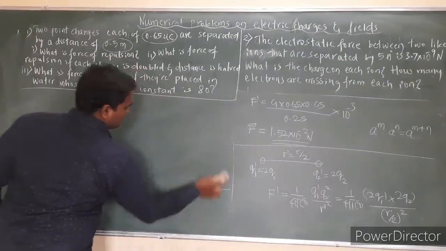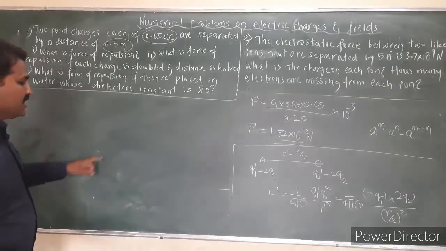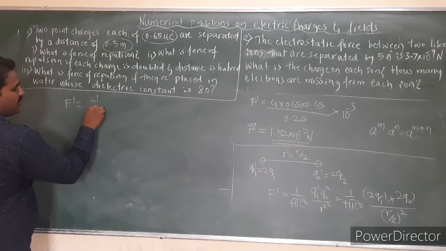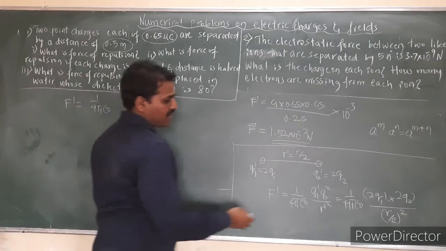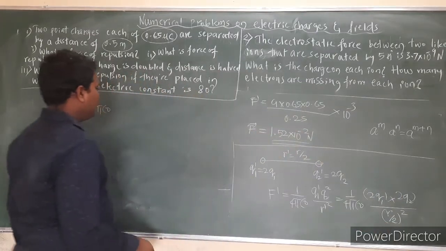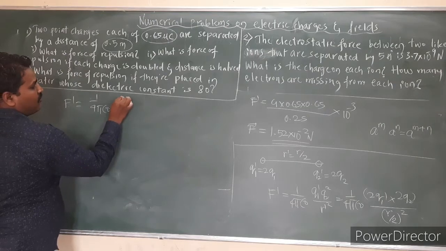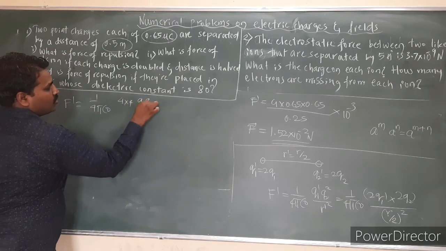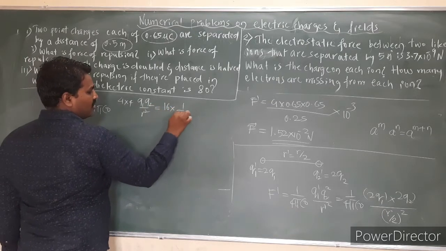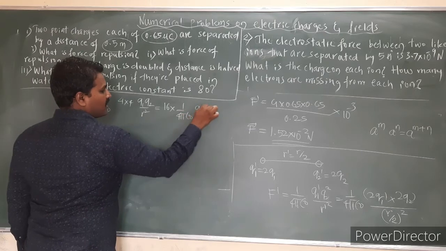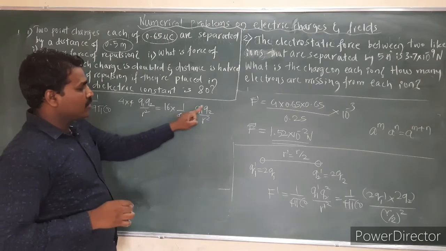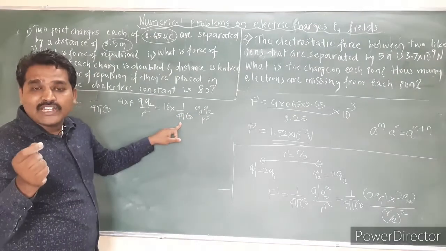Then simplify this, what you get? F dash is equal to 1 divided by 4 pi epsilon naught. Here I have 2 into 2, 4. So this denominator of the denominator comes to the numerator. So here in the numerator I will have 4 into 4 Q1 Q2 divided by R square. So in total I will have 16 times 1 by 4 pi epsilon naught Q1 Q2 divided by R square. And look at this. What is this 1 by 4 pi epsilon naught Q1 Q2 by R square? That is the initial value of electrostatic force.